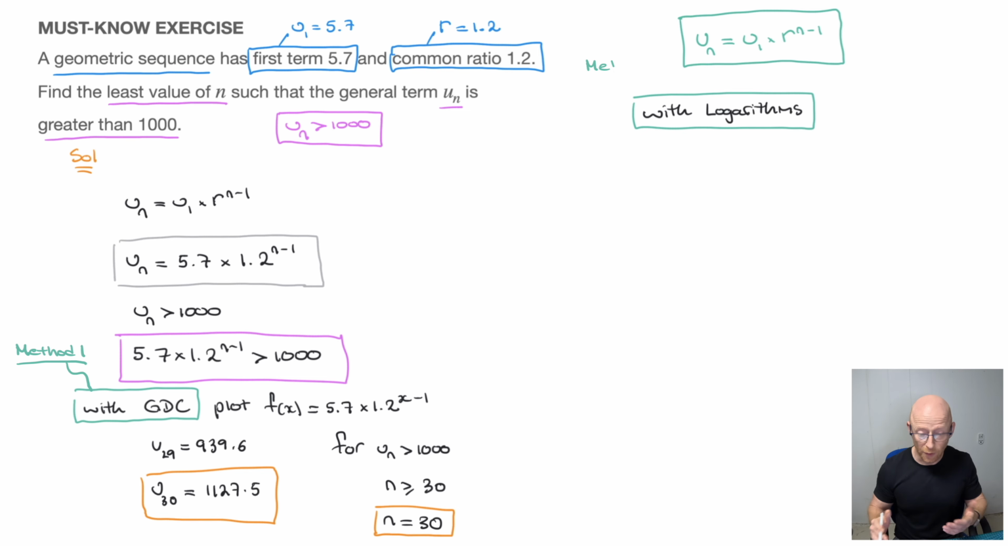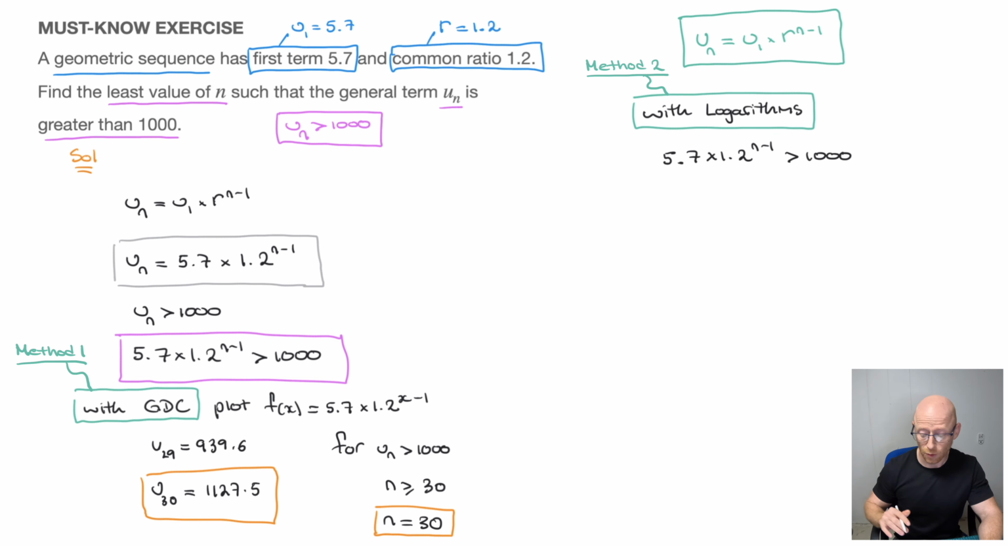There we go. Okay, now if we're solving this with logarithms, all our working and reasoning up until this inequality would be identical. In other words, we'd still be faced with this inequality to solve. 5.7 times 1.2 raised to the power of n minus 1 is greater than 1,000.